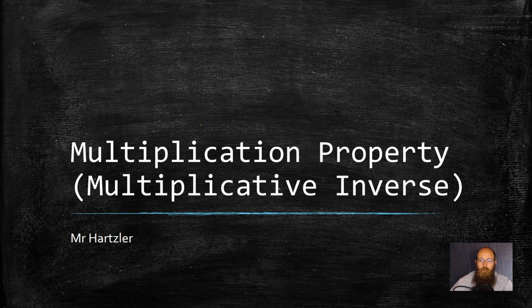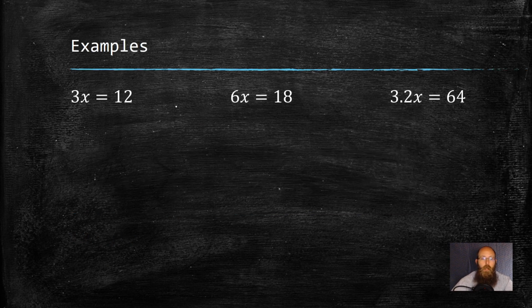I want to talk to you about what some people call the multiplication property. Other people call it the multiplicative inverse. And I just think multiplicative inverse sounds way cooler anyway, so that's what I call it. And let's start off with some examples.